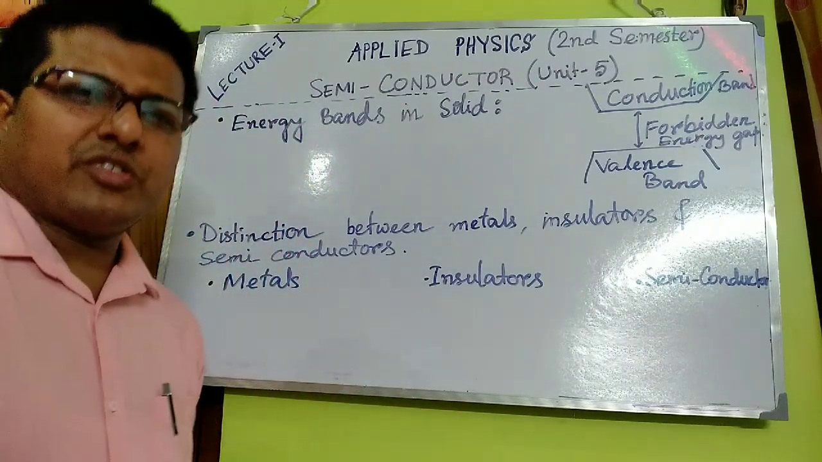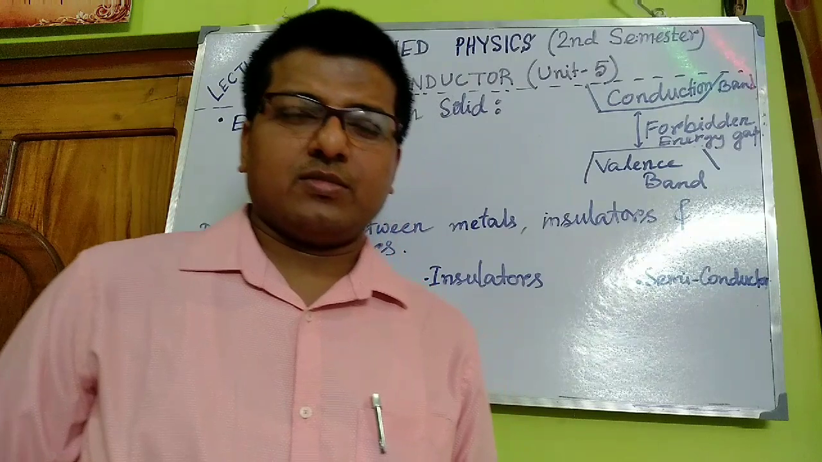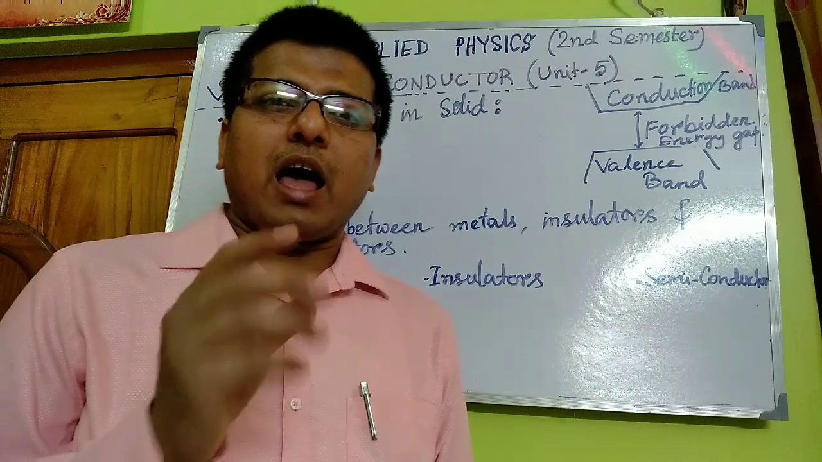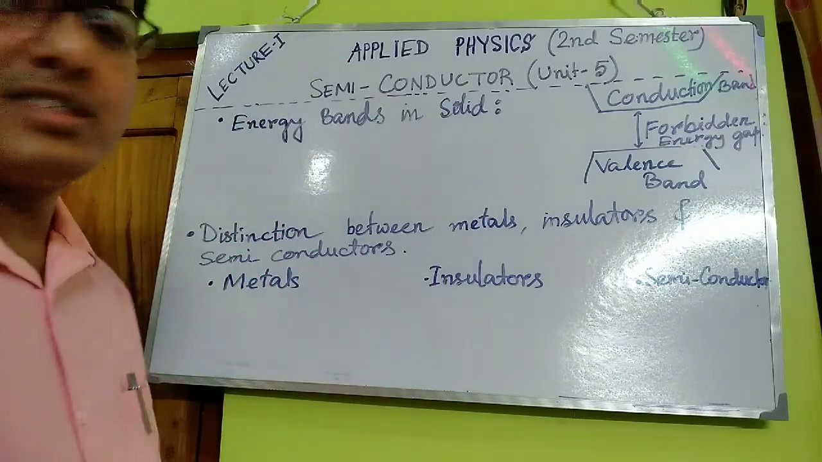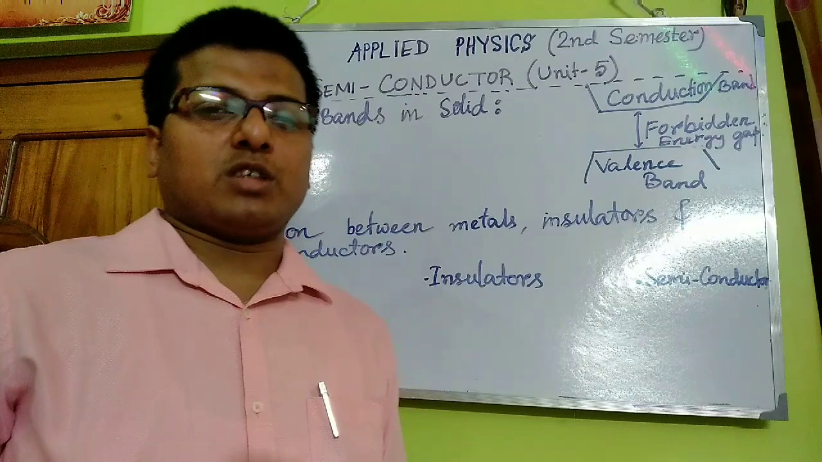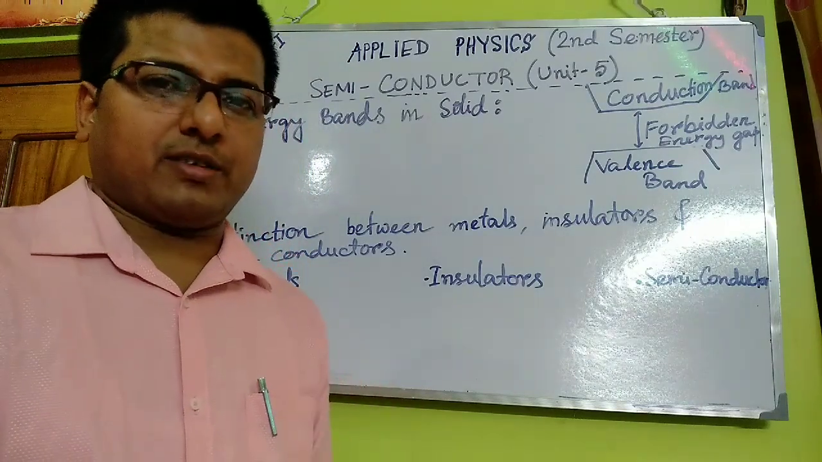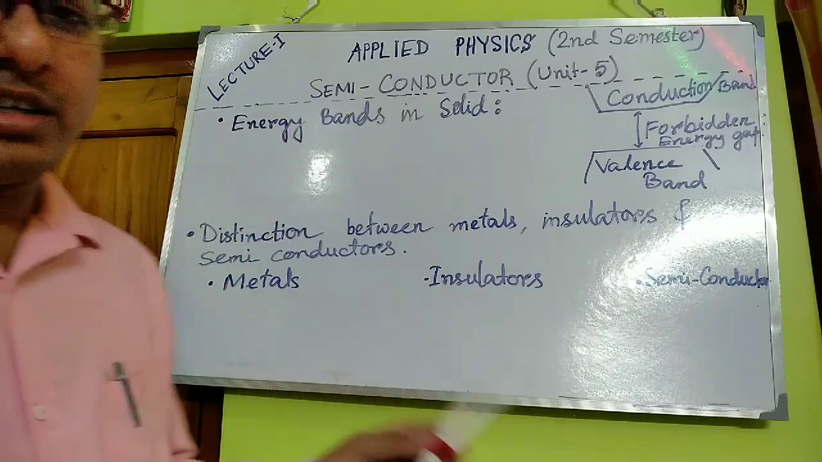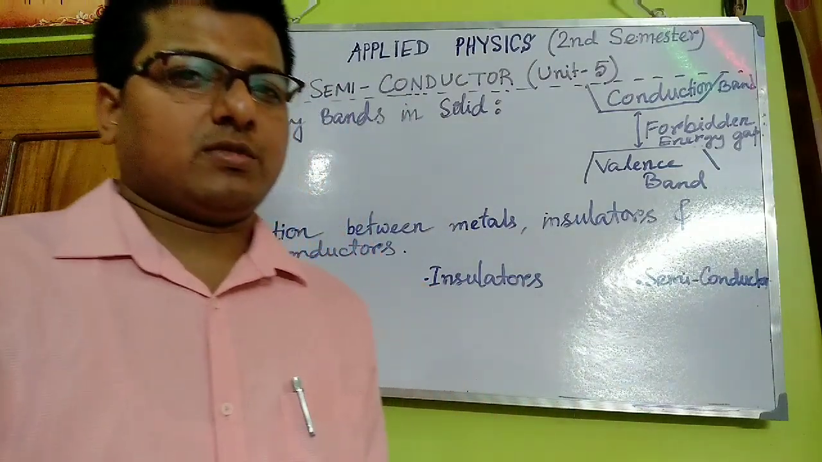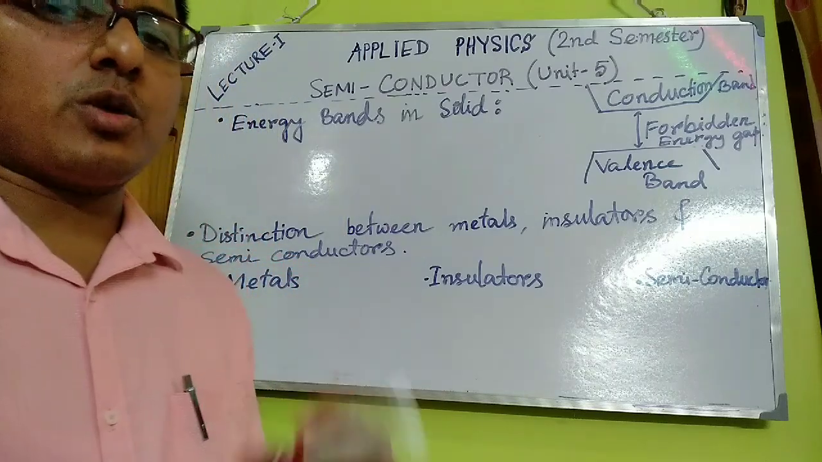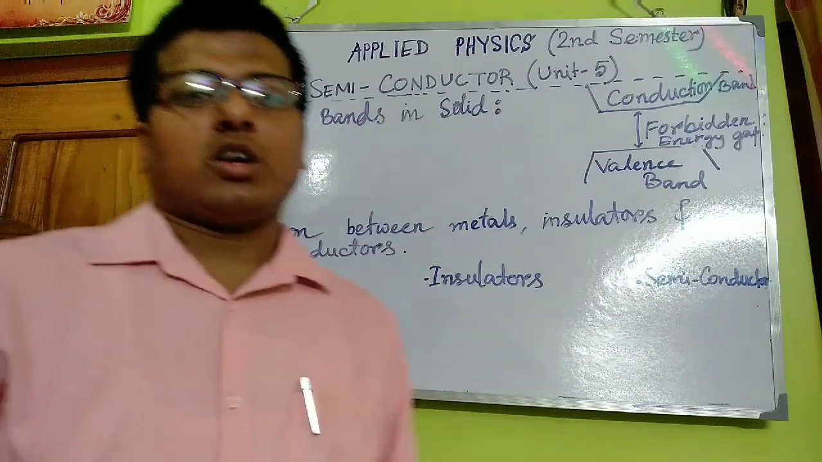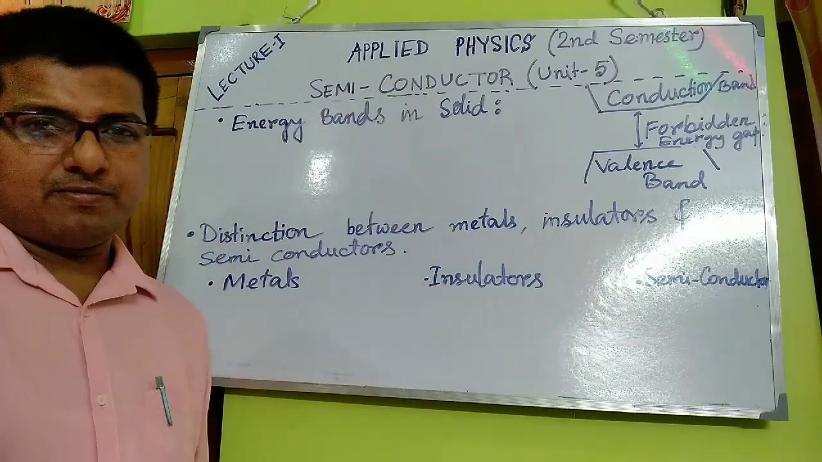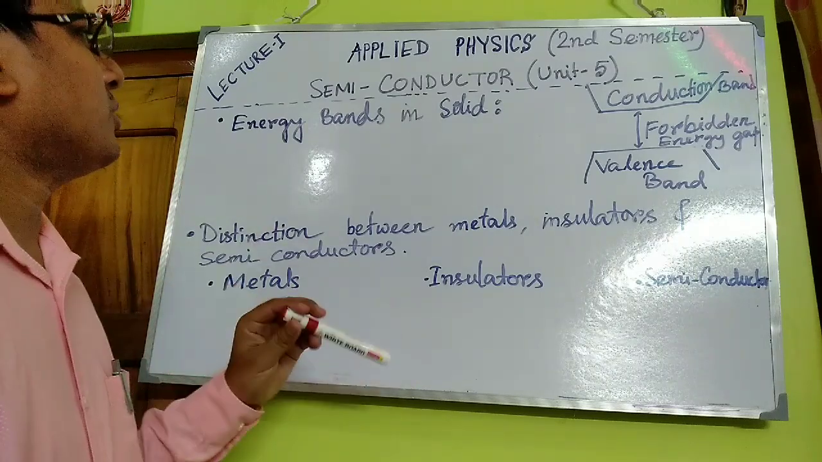We know there are three types of materials: metal, insulator and semiconductor. I have already told you about this when we studied Ohm's law in the previous chapter. In this chapter, on semiconductors, if you follow your syllabus, the first topic is energy bands in solids. In our syllabus it is only an idea, so I am telling you about it.